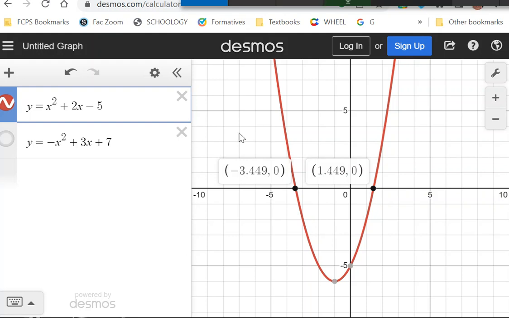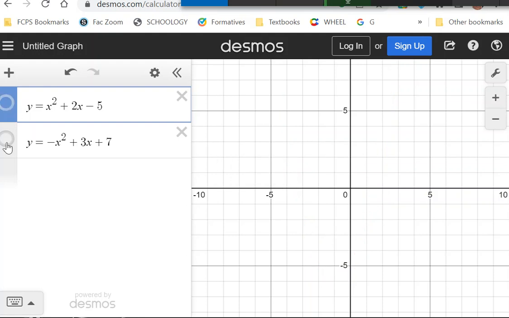This is a positive x squared. So we have 1 x squared. A, in this case, is going to be +1. Notice that our parabola is opening up. I'm going to unclick my zeros there. Let's turn that guy off and click on the next guy.